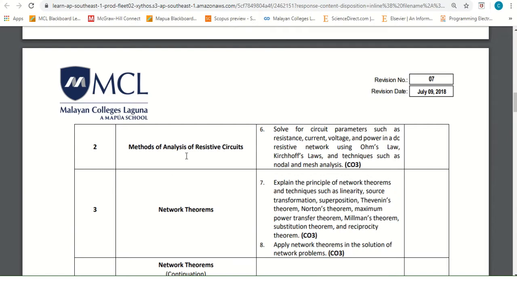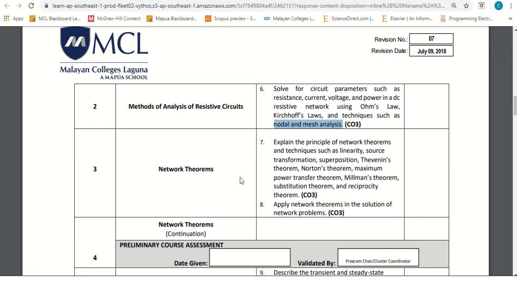Then on the second week, we'll start on the fundamentals of circuit analysis. So we'll cover Kirchhoff's laws, the voltage and current laws of Kirchhoff, and also the techniques in dealing with circuits, the nodal and the mesh analysis.